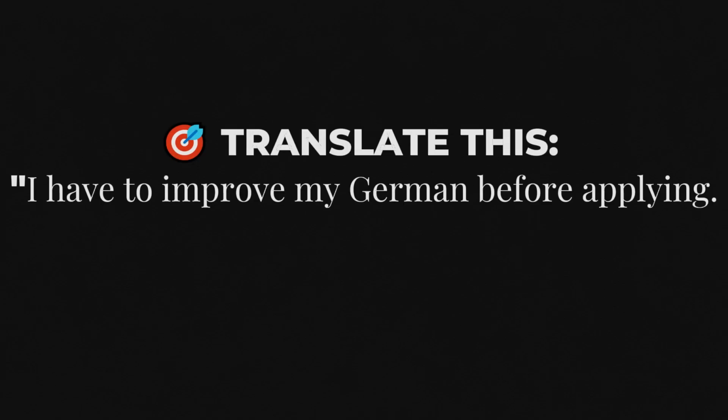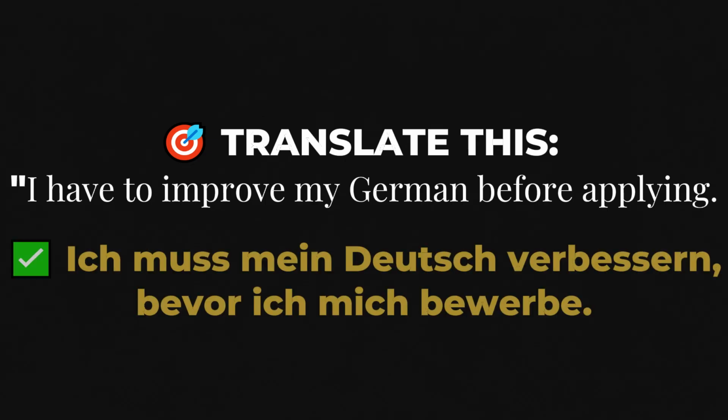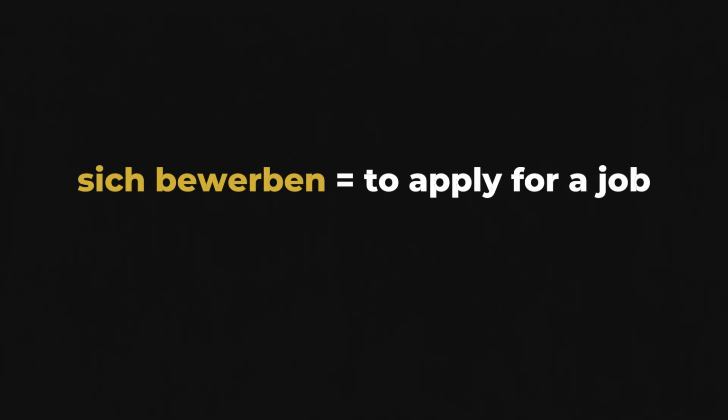Before we close, your one-take challenge. Pause the video if you want. Try it yourself. Ready? "Ich muss mein Deutsch verbessern, bevor ich mich bewerbe." Notice the structure. Muss follows ich, the subject. Verbessern, to improve, goes to the end of the first clause. And bewerbe, from sich bewerben, to apply, closes the sentence. Word order, every time. If you got that right, you're already thinking in German grammar. That's not beginner behavior, that's the mindset of someone who's actually preparing to work in this country.